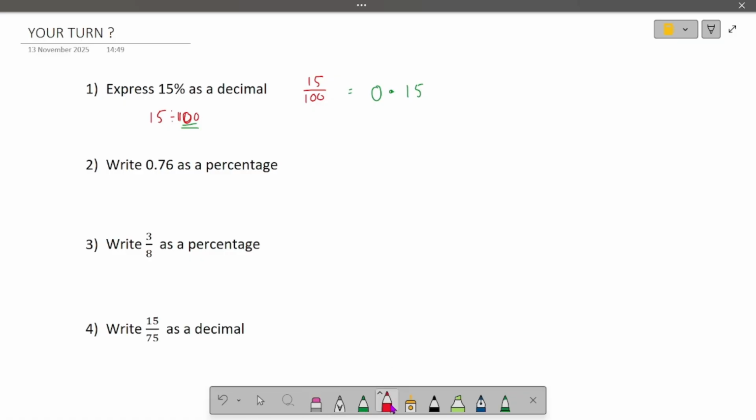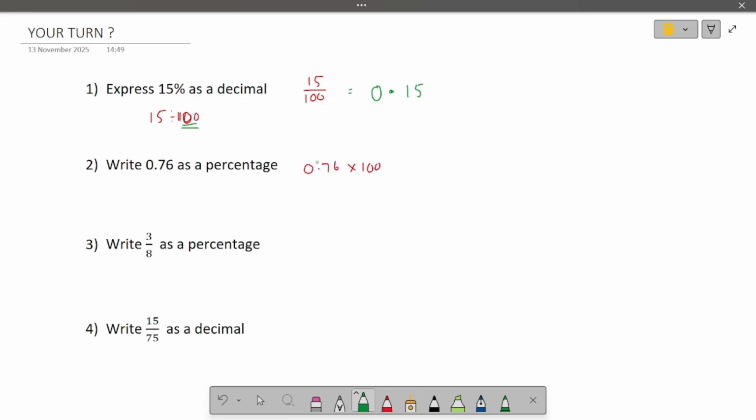Let's just take a look at the next one. Right, 0.76 as a percentage. Okay, so this is the exact opposite. So what we're going to do is we're going to take the 0.76, okay, and we are going to times by 100. So the opposite is going to happen now.